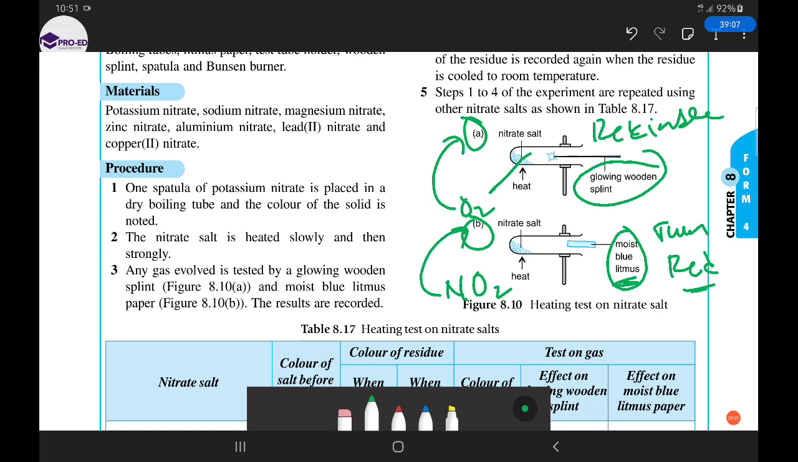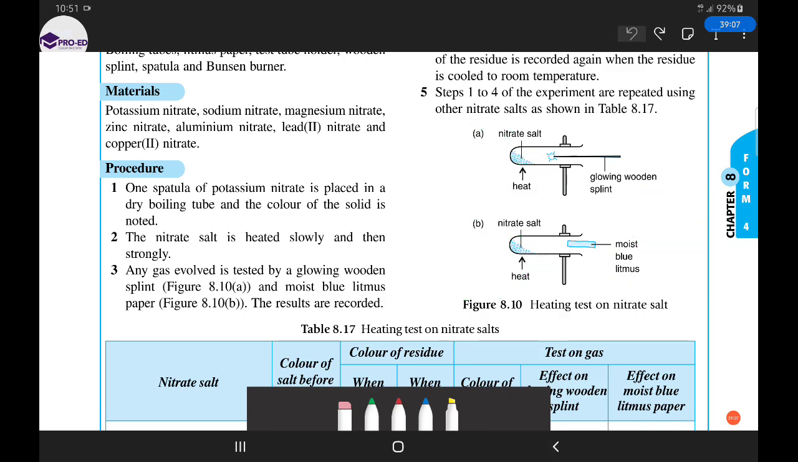So we're going to do this experiment, and then of course we're also going to look at the color of the residue, right? So all these earlier ones were to determine the anion present. The color of the residue will help us determine the cation present. Okay, so guys, that's that. I'm going to remove this.